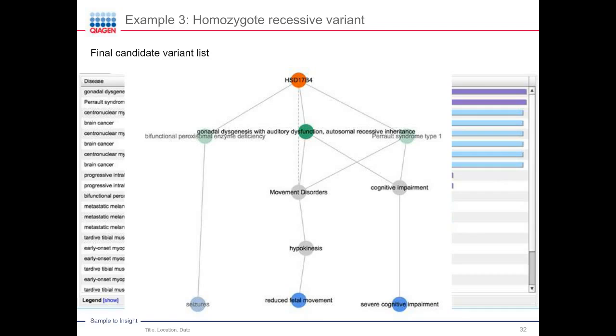And when we look at the genotype-phenotype visualization, then we can see that this gene is associated with different kinds of syndromes. So one is gonadal dysgenesis with auditory dysfunction, autosomal recessive inheritance. This is exactly what we have. We have an autosomal recessive inheritance which cause movement disorders, cognitive impairment, reduced fetal movement, and severe cognitive impairment, but also seizures. Yeah, so also in this case, this was a disease-causing variant.